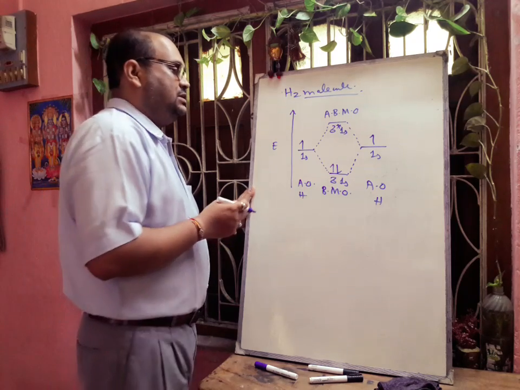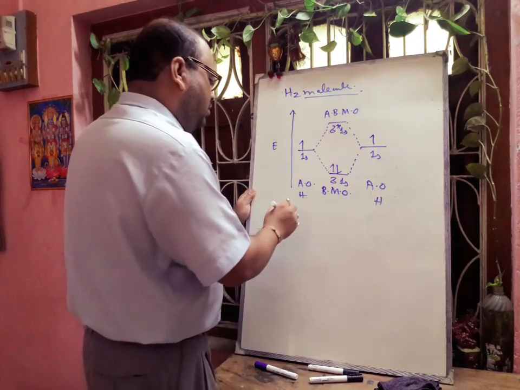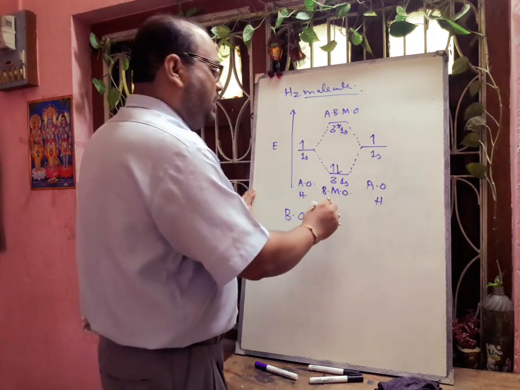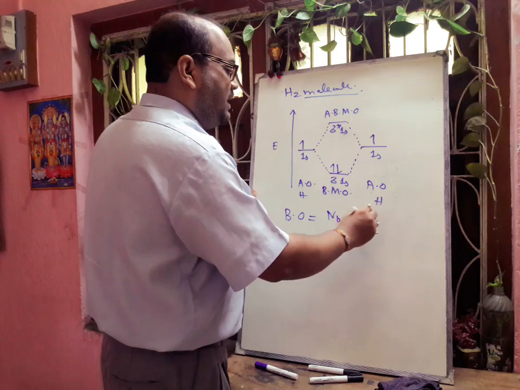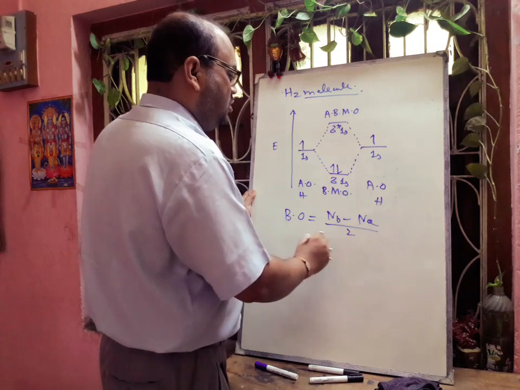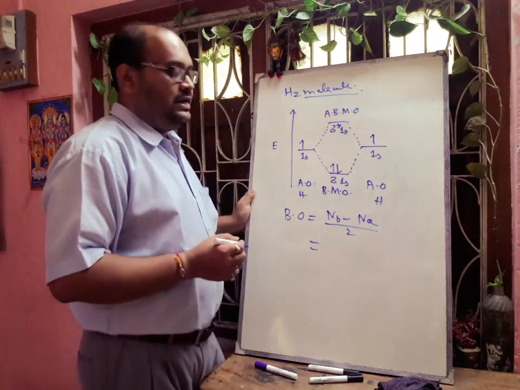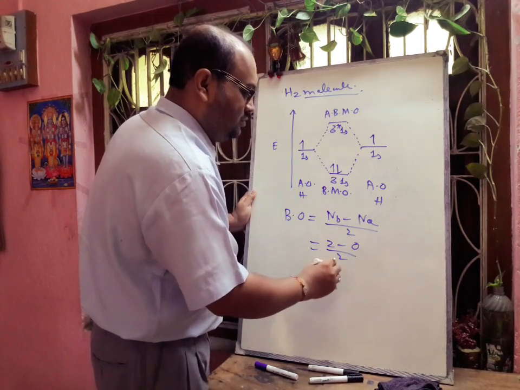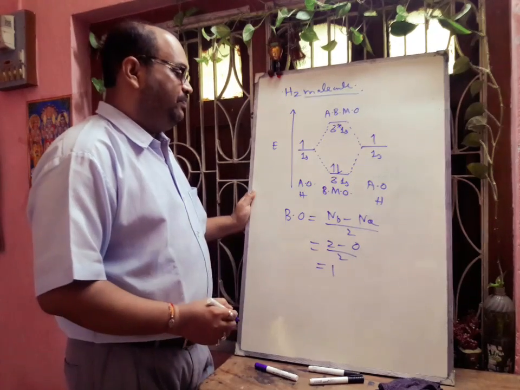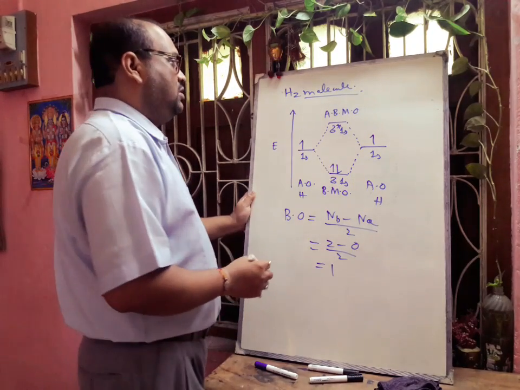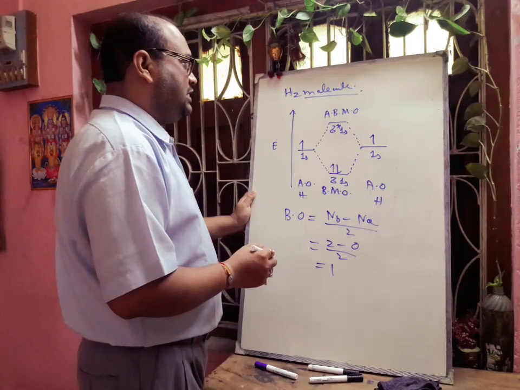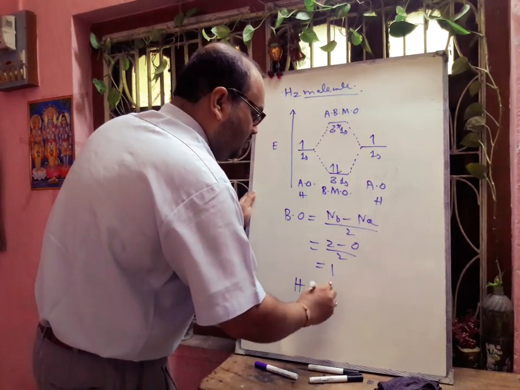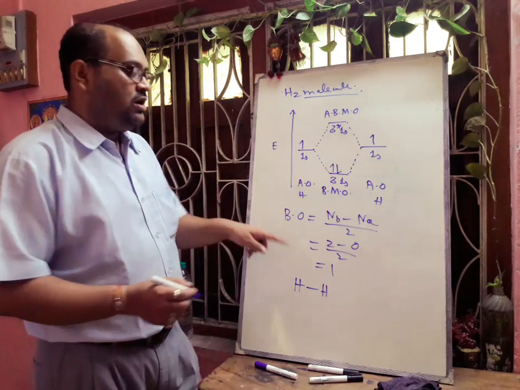Now in this case we have to calculate the bond order. So what will be the bond order? Bond order will be the number of bonding electrons minus the number of anti-bonding electrons, divided by 2. So in the bonding molecular orbital there are 2 electrons, that is 2 minus 0 divided by 2. That means 1. So what will be the structure of the hydrogen molecule? That only one bond is present. So here definitely the bond order will be 1.